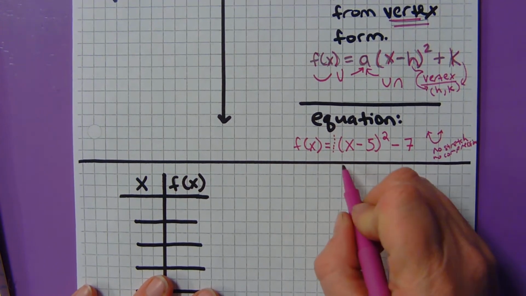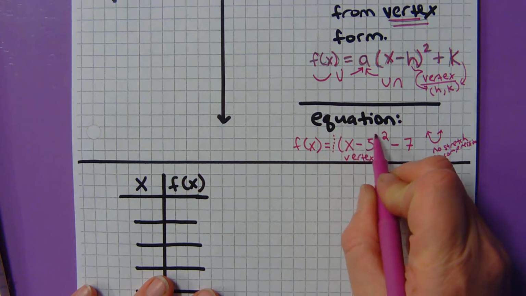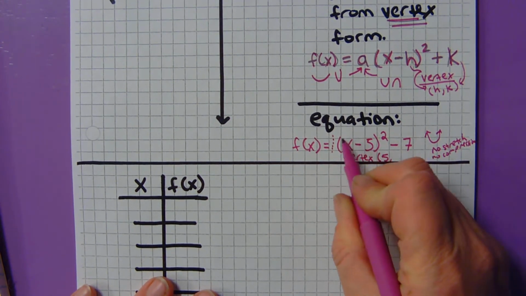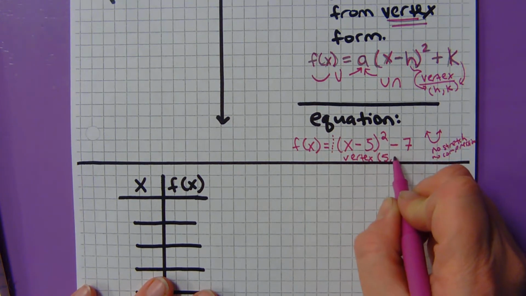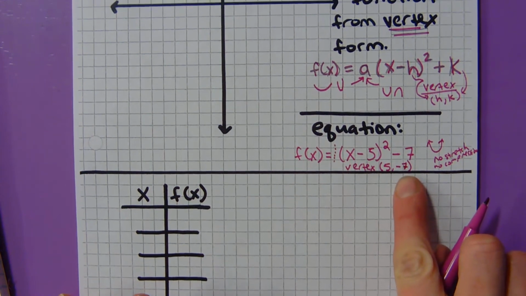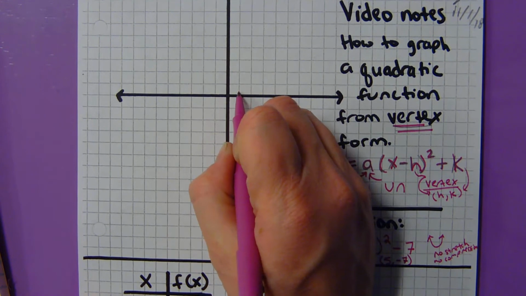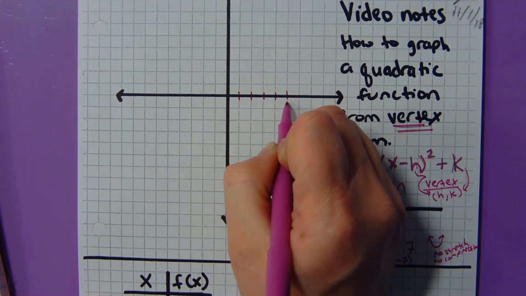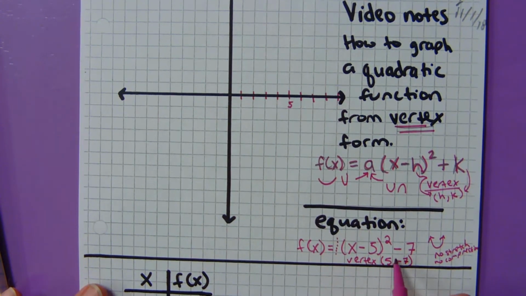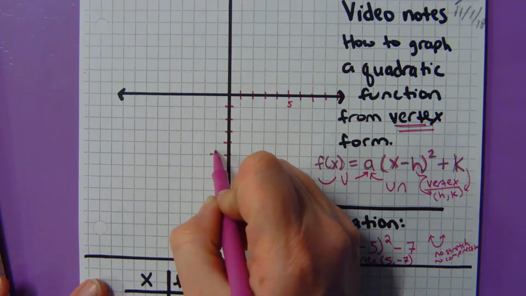And this, I can tell that my vertex is h. What makes that become 0? Is the number 5. And if that is 0, then I have minus 7 to give me negative 7. So that's my vertex. So I'm going to graph my vertex first. So I haven't numbered anything here yet. 1, 2, 3, 4. There's where my 5 is. And then going down, I want negative 7. So 1, 2, 3, 4. That's negative 5.